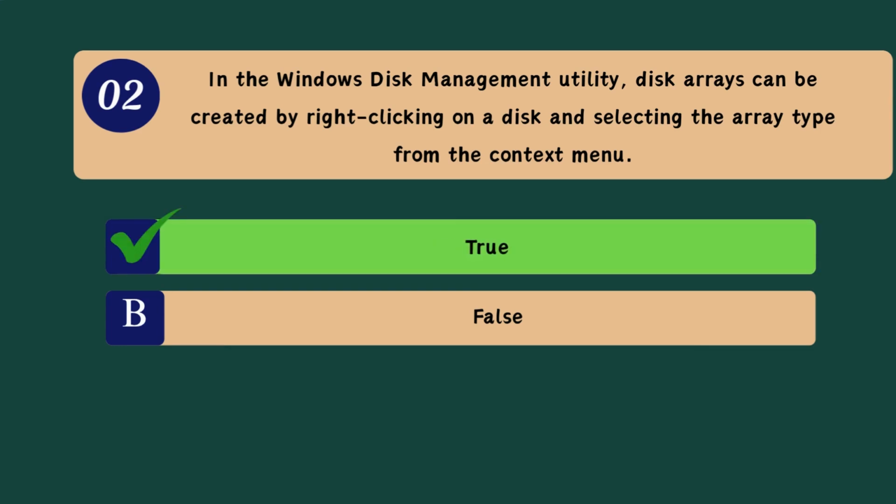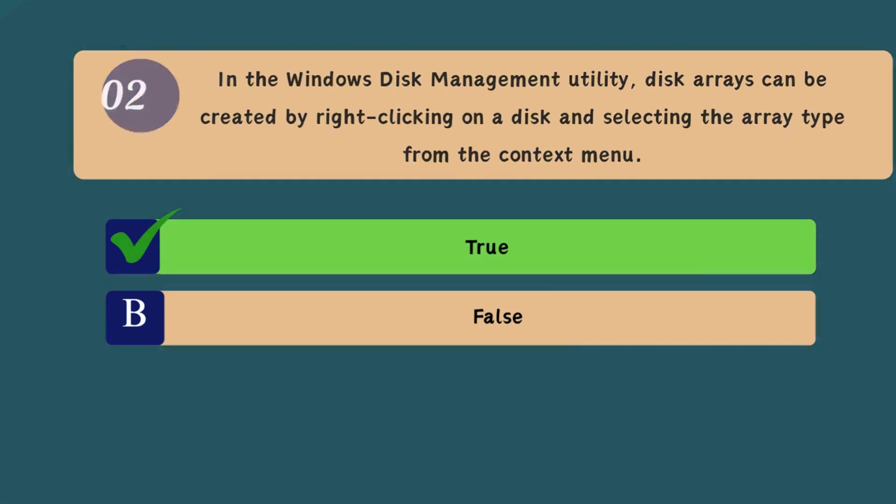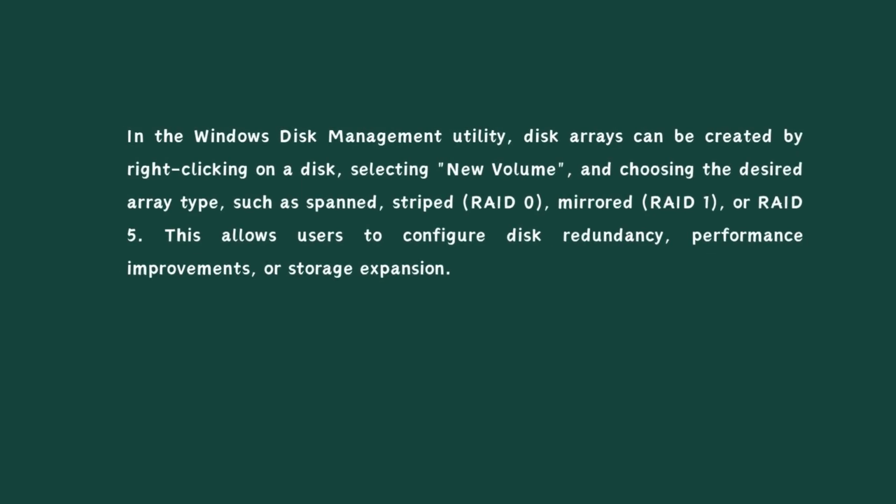In the Windows Disk Management utility, disk arrays can be created by right-clicking on a disk, selecting New Volume, and choosing the desired array type, such as spanned, striped (RAID 0), mirrored (RAID 1), or RAID 5. This allows users to configure disk redundancy, performance improvements, or storage expansion.